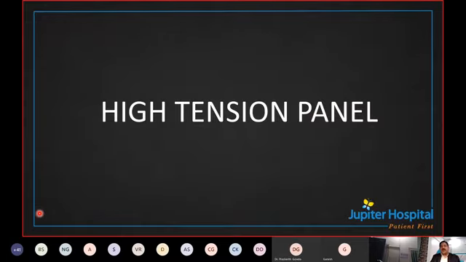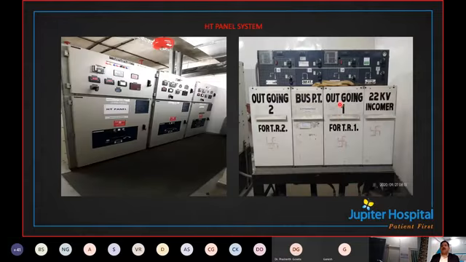Then it goes to the high tension panel, the HT panel I showed you. This is outgoing. We have two incomers. From here it goes out. This is a bus coupler. This is a 22 kV incomer. Everyone has a different option, 22 kV or 33 kV. These depend on the area where you are going to build a hospital.